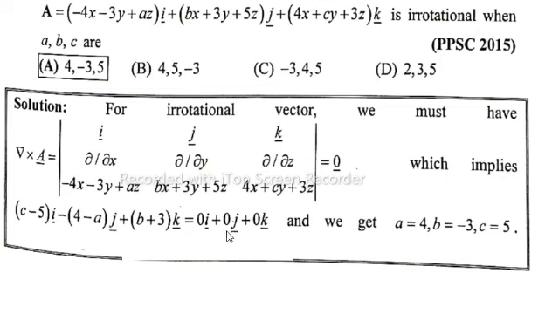0 vector, that is 0 i vector plus 0 j vector plus 0 k vector. So c - 5 is equal to 0, so c is equal to 5. 4 - a is equal to 0, so a is equal to 4. b + 3 is equal to 0, so b is equal to -3. So option A is correct, that is 4, -3, 5.